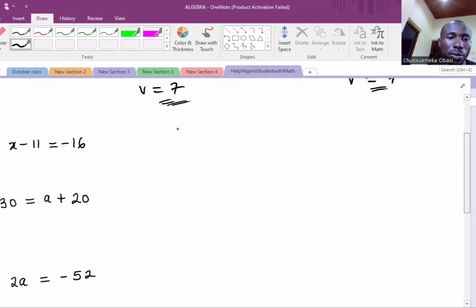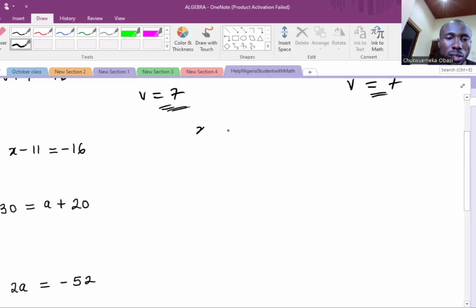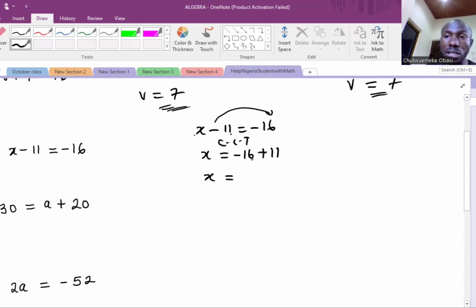Question 2. We have x minus 11 equal to minus 16. Nigeria will want to take this to the other side. So we have x equal to minus 16 plus 11. You know why we're taking this to the other side? Because we cannot remove 11 from x. They are not like terms. So we're actually doing what we call collecting like terms. So minus 16 plus 11, that's going to give us what?